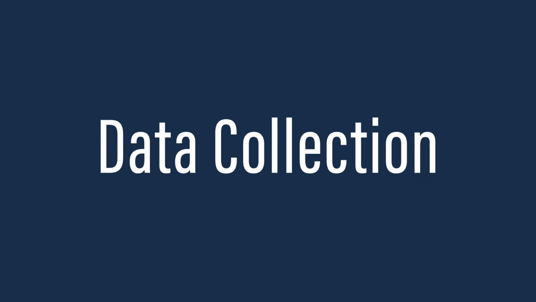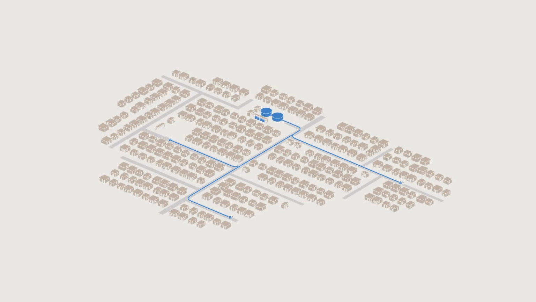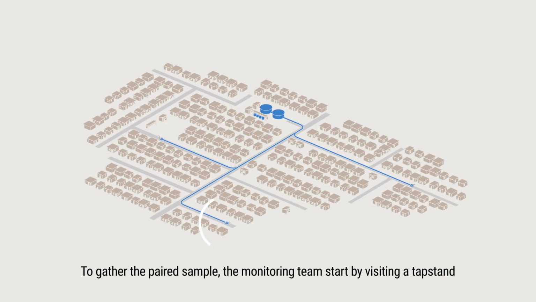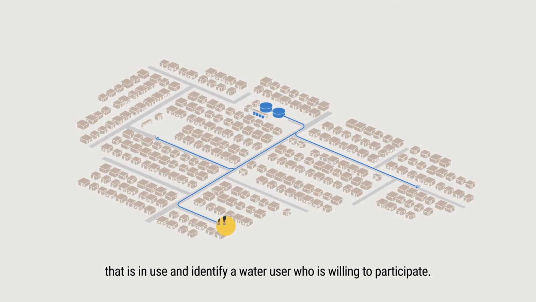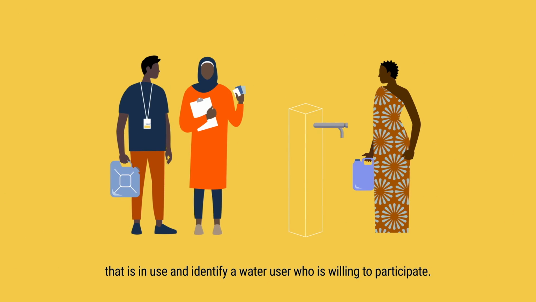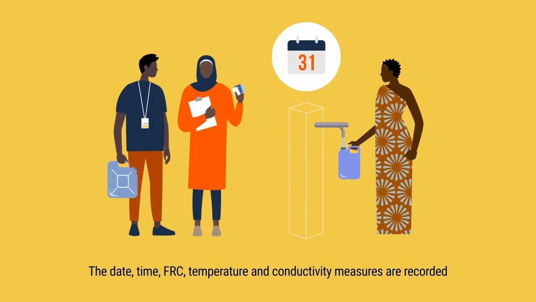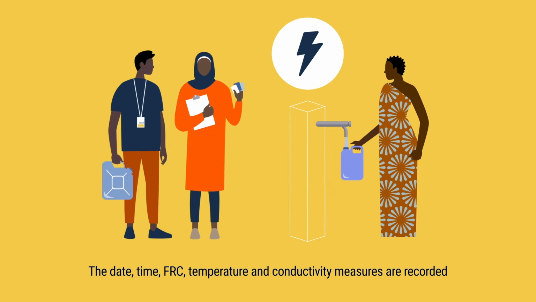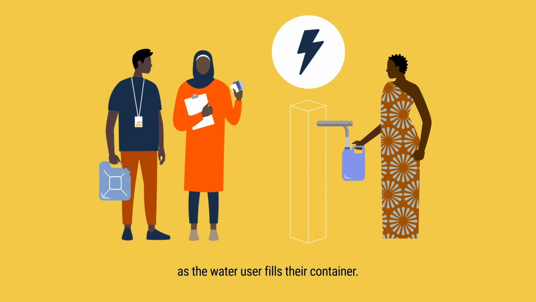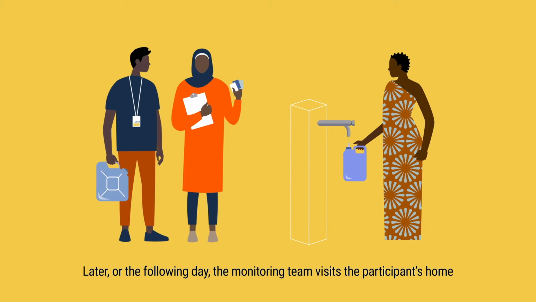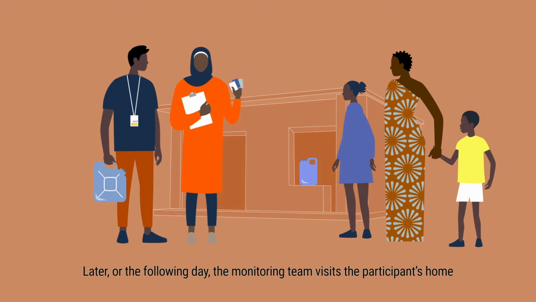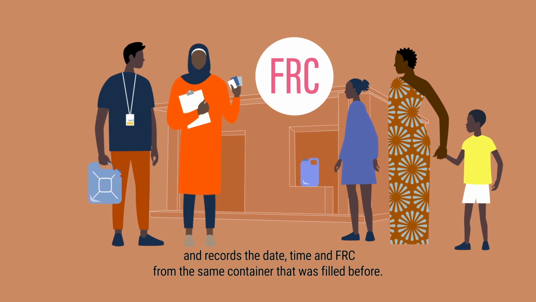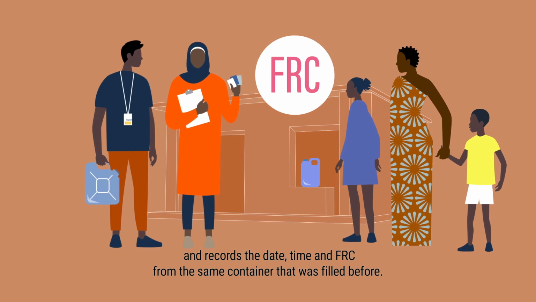Data collection. To gather the paired sample, the monitoring team start by visiting a tap stand that is in use and identify a water user who's willing to participate. The date, time, FRC, temperature and conductivity measurements are recorded as the water user fills their container. Later or the following day, the monitoring team visits the participant's home and records the date, time and FRC from the same container that was filled before.